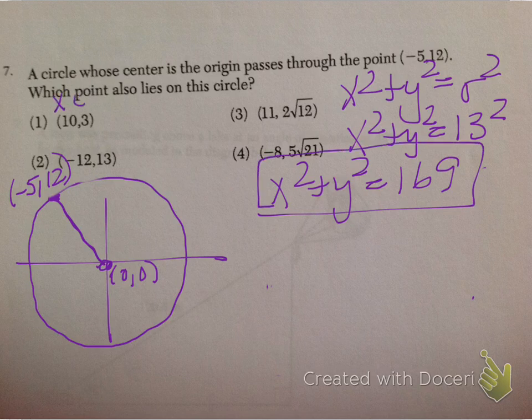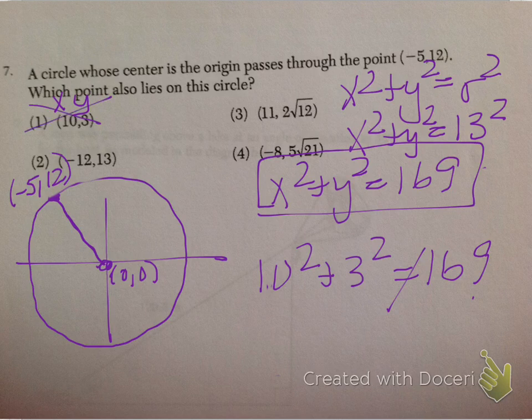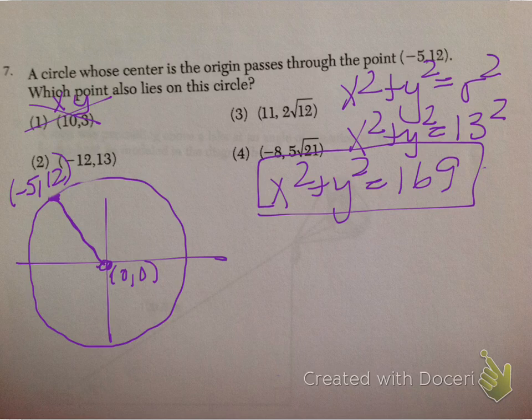We'll do it again. Alright, here's x and y. So 10 squared plus 3 squared, does that equal 169? No, it does not. It equals 109. So 1 is not the answer. Okay, let's try number 2. Here's the x, here's the y. Negative 12 squared plus 13 squared, does that equal 169?